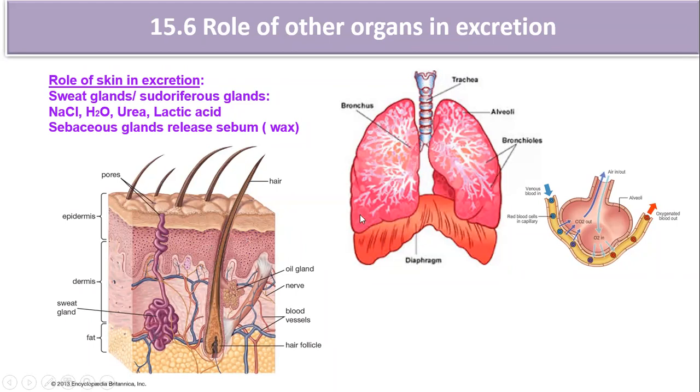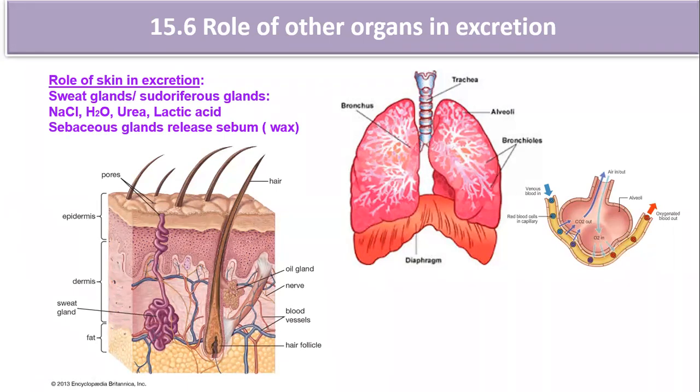Then another accessory excretory organ is the lungs. The lungs have alveoli, where the exchange of carbon dioxide and oxygen takes place. Carbon dioxide is a volatile waste. Excess water vapor is also lost during respiration, because water vapor and carbon dioxide are referred to as metabolic waste. These metabolic wastes are thrown out with the help of the lungs.